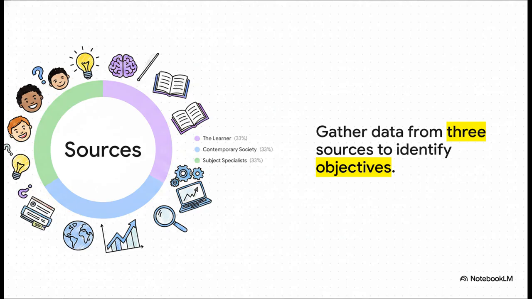First up, the learner. You really need to understand their specific needs and interests to keep them engaged. Second, contemporary life and society. You've got to identify what skills are actually necessary in the real world right now so your students are prepped for the job market. And third, subject matter specialists. These are the academic experts who know exactly what core knowledge is absolutely essential to master a given field.